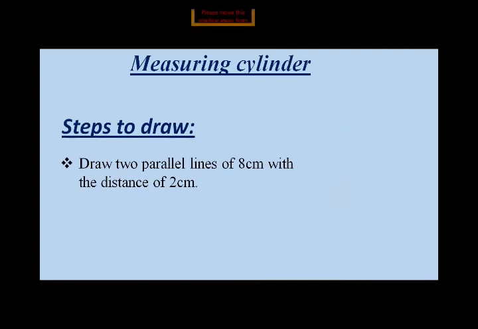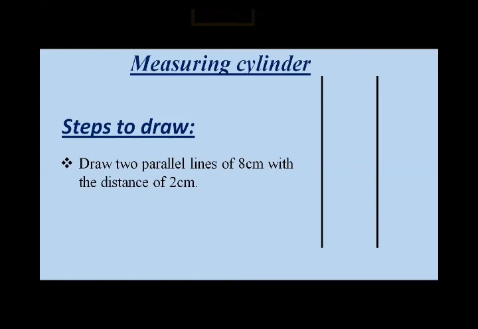Draw two parallel lines of 8 centimeter with a distance of 2 centimeter. This is one line. We will take a scale and measure the 8 centimeter line. In front of this line, the parallel line, again we draw another line. These are called the two parallel lines. The distance between the two lines is 2 centimeter. This line is 8 centimeter, and the distance between the two lines is 2 centimeter. Okay, I think you follow this step.